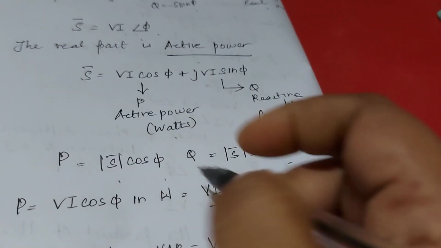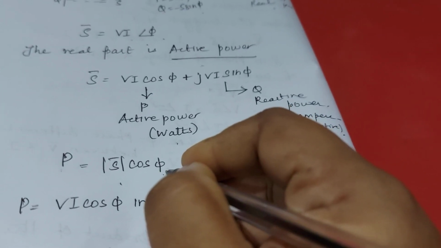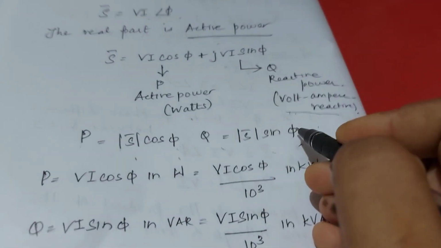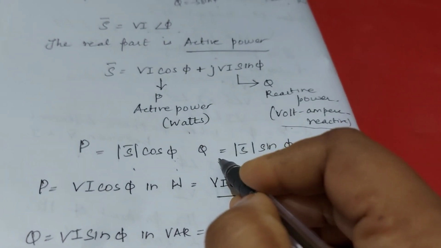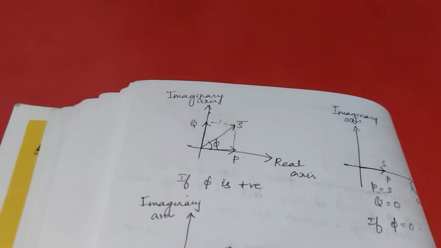I told you what happens when phi is equal to 0. When phi is equal to 0, cos 0 is 1, so P is equal to S. And sin 0 is 0, so Q is equal to 0. That's why we arrive at this condition: P is equal to S and Q is equal to 0.